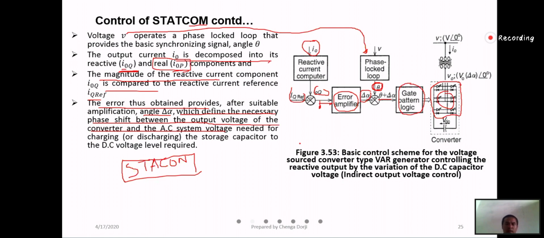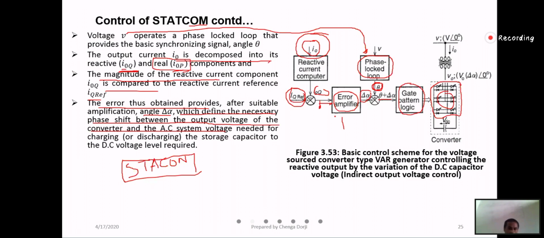So the input voltage V is required to operate this phase lock loop, which will generate this theta. Then the output current IO is decomposed or resolved into two components, IOQ, the reactive current, and IOP, the active current. Out of the two, the reactive current is compared with IQ reference, the reactive current reference, and the output of that comparator is given to the error amplifier.